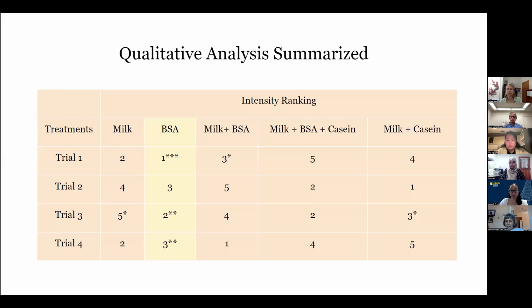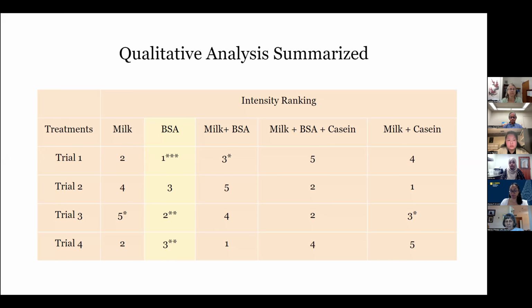And then my results. This is a summary of my 4 trials. Overall, there was a lot of variation. Here I have ranked each trial 1 through 5, 1 being the most intense bands and 5 being the least intense bands. As you can see, there was no one treatment that consistently produced the highest intensity bands, which is what we're looking for. I also denoted the amount of background using asterisks. Something to note here is that BSA had a lot of background for 3 out of 4 trials.